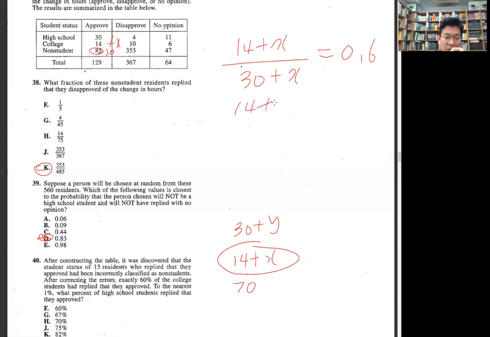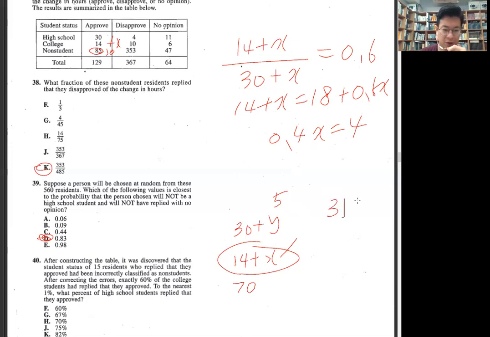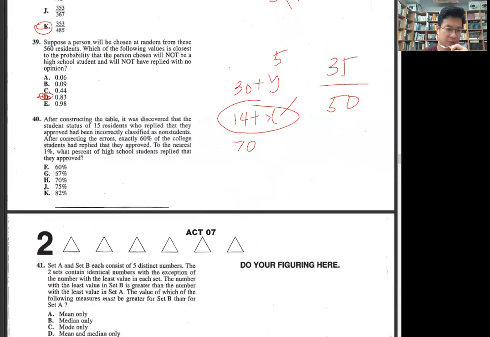So 14 plus x equals 18 plus 0.6x. 0.4x equals 4. X has to be 10. Since this one is 10, this one is 5. Right? So 35 now. 35 over the entire thing. So this is now 34, 45, but then plus 5, 50, 70%.